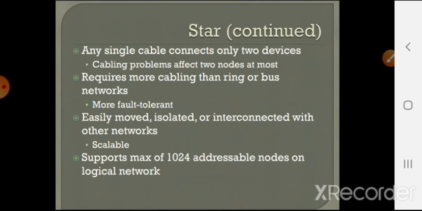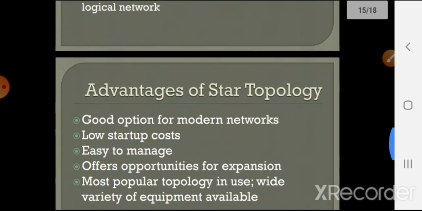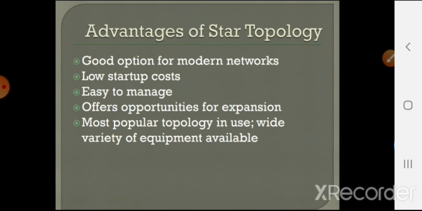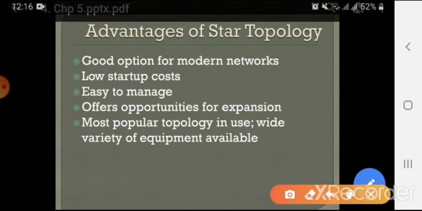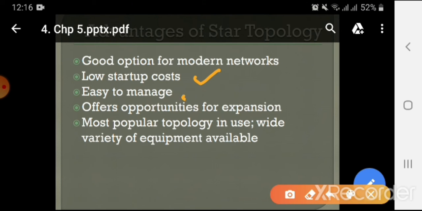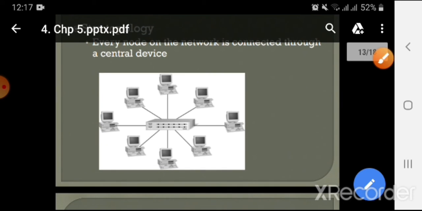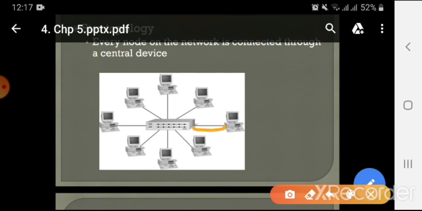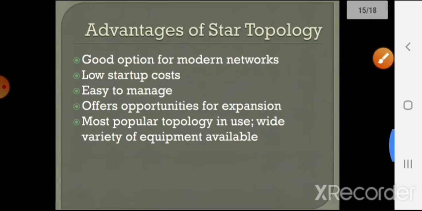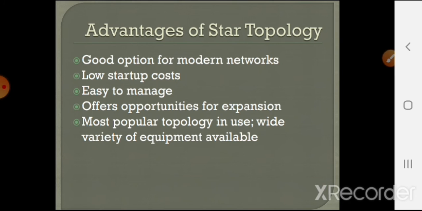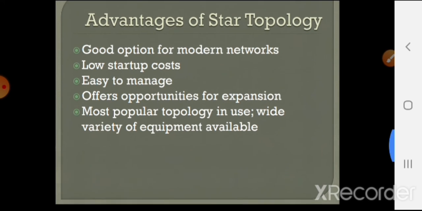Now what are its advantages and what are its disadvantages? First of all, we will discuss advantages. It is a good option for modern networks. Its startup cost is low. It is very much easier to manage because each and every computer has an individual connection with the central device, as you can see in the figure. Each computer has its own individual connection, so that's why it is easier for us to manage the network, because we can easily find out where the failure point is.